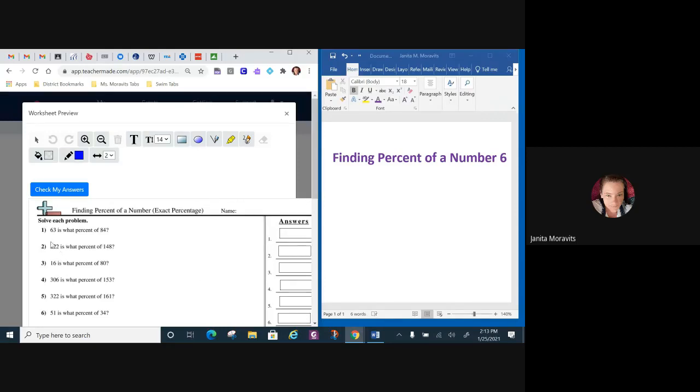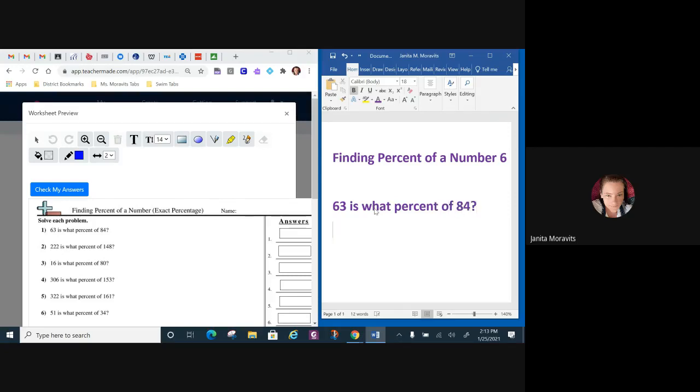All right. If you have the part and you have the whole, but you don't know what the percent is, let's just look at this first one. 63 is what percent of 84?